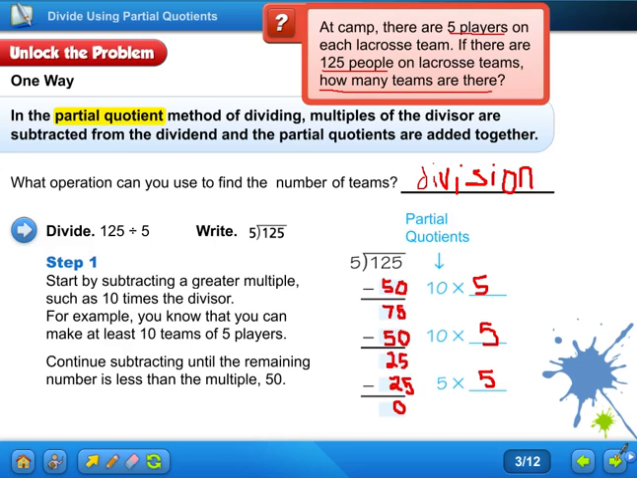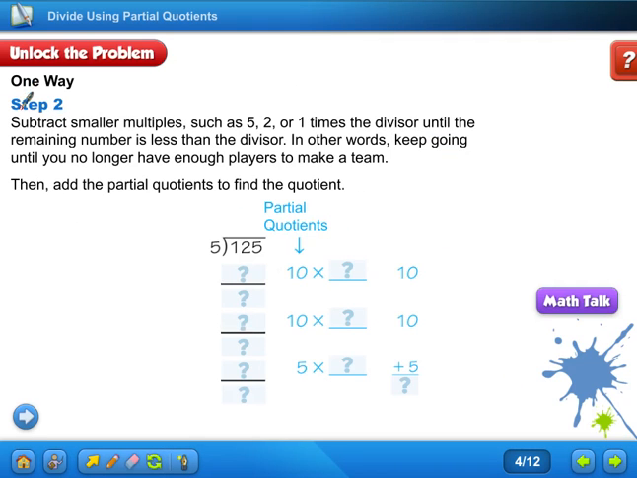Let's see what we're going to do next. So step 2, subtract smaller multiples such as 5, 2, or 1 times the divisor until the remaining number is less than the divisor. In other words, keep going until you no longer have enough players to make a team. Then add the partial quotients to find the quotient.